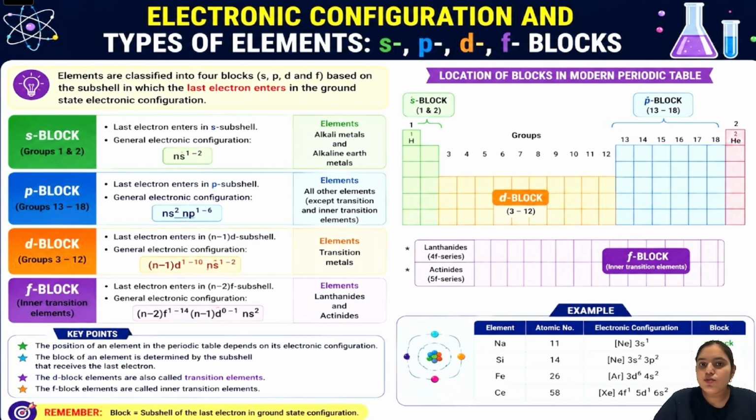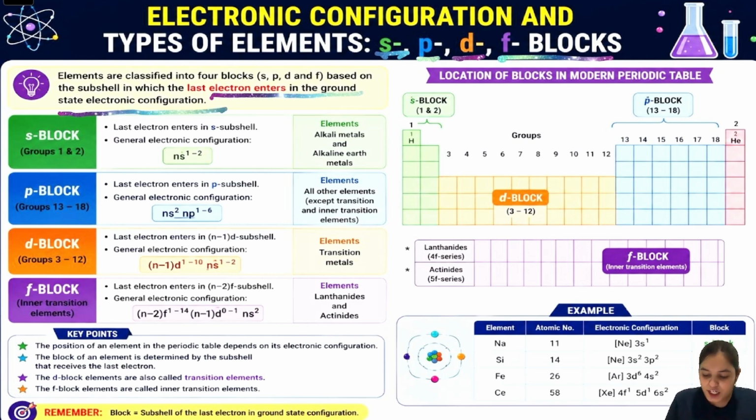In the previous classes, we have studied the electronic configuration in groups and periods. Today, we are going to learn about the types of elements. Now, let's understand how elements are classified into different blocks of the periodic table. Elements are divided into four blocks: the S block element, P block element, D block element, and F block element. The classification is based on the subshell into which the last electron enters in the ground state electronic configuration.